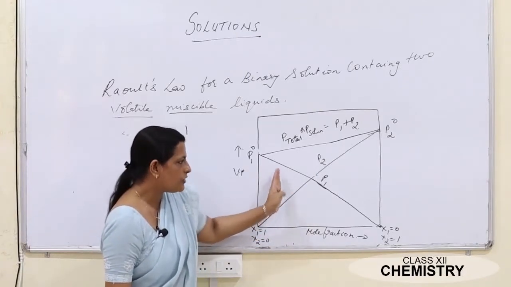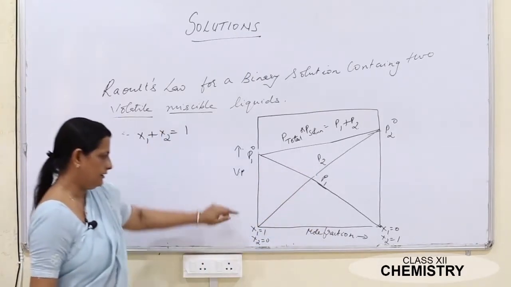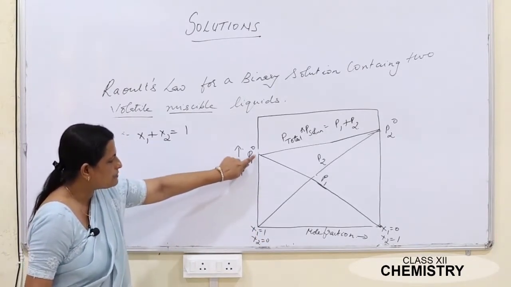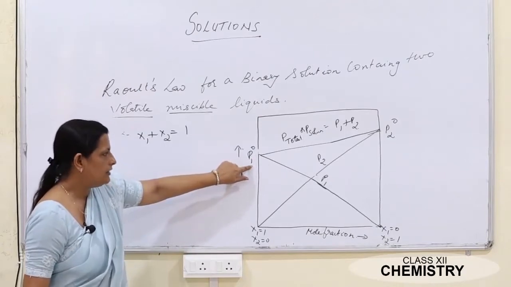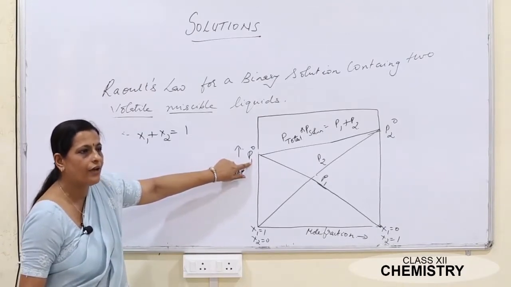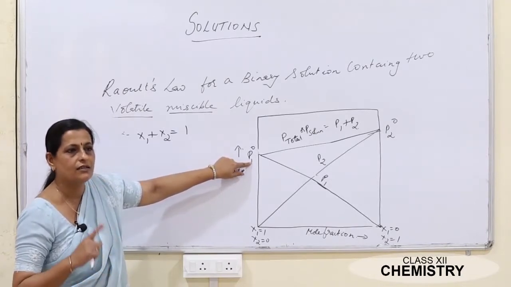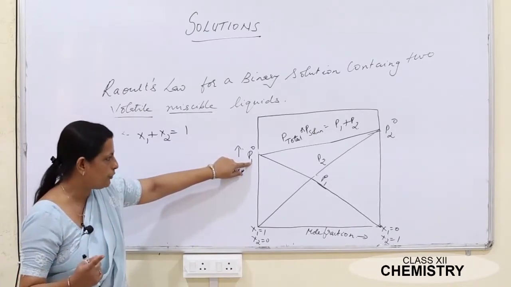Now the same thing I am going to explain another way also. See here, when the mole fraction of component 1 is 1, its vapor pressure is maximum, that is P1 naught. This represents the pure vapor pressure of component 1. Why? Because component 1 is not in contact with another component.